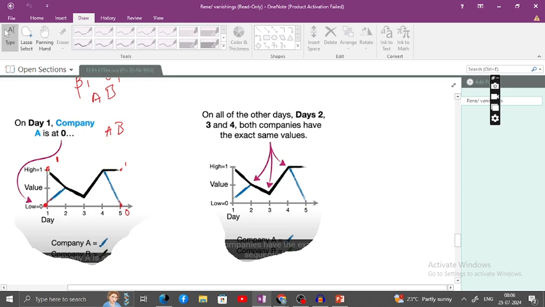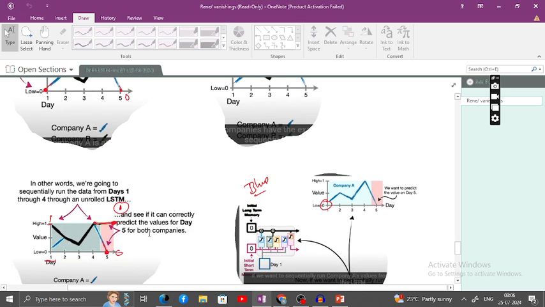Similarly, the green company, on day 1 itself it is high, days 2 and 3 they were in between, and on day 4 again it was high, day 5 also it was high. That is the green color company. On days 2, 3 and 4, both the green company and the blue company are merging. Only on the first day the blue company is low and the green company is high. On the last day the green company is high, again the blue company is low. So just keep that in your mind.